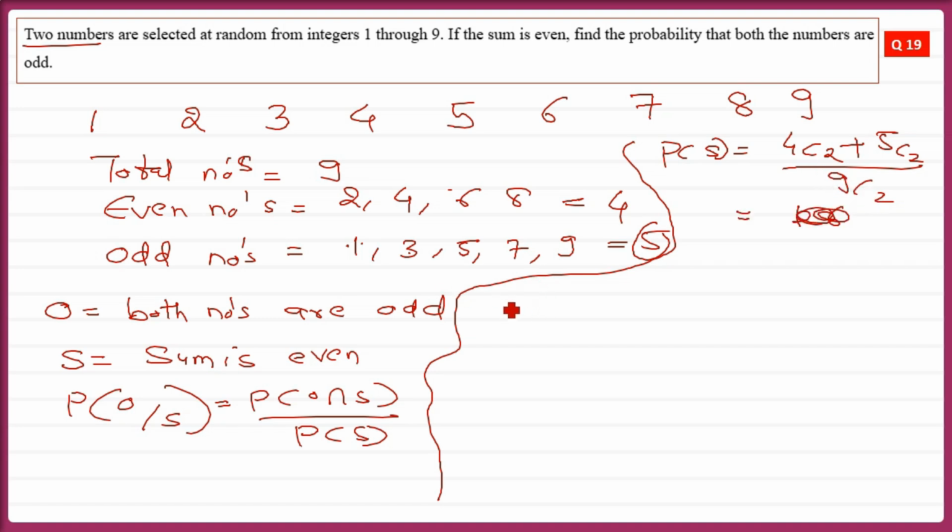Now let's come down to the probability of O intersection S. You can also find the probability of O, then find the intersection, but it is better to have O intersection S because we are going to get it from here only. See, the total number of cases will remain the same. You are picking 2 from 9. So 9C2 is in the denominator. But what about O intersection S? The sum should be even and both numbers are odd. So you have to pick only from the odd. How many numbers are odd? 5.